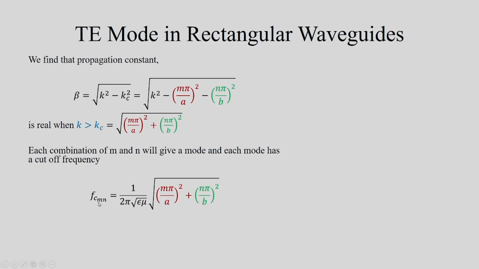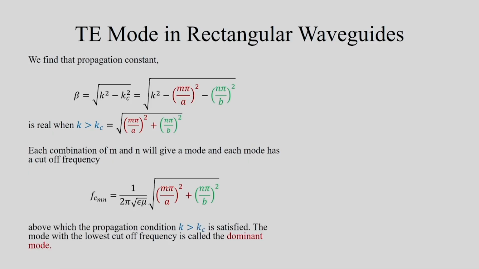Now, the cutoff frequency for the mnth mode is given by 1 by 2 pi root epsilon mu, under root (m pi by a) whole square plus (n pi by b) whole square, above which the propagation condition k greater than k c is satisfied. The mode with the lowest cutoff frequency is called the dominant mode.